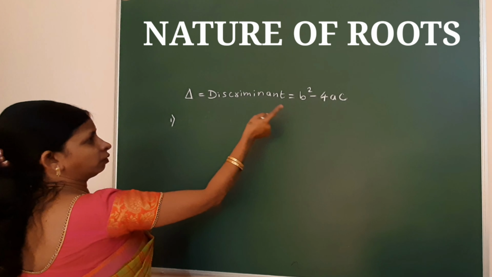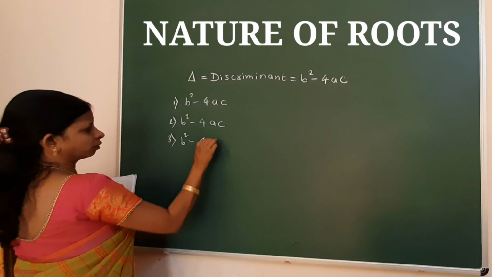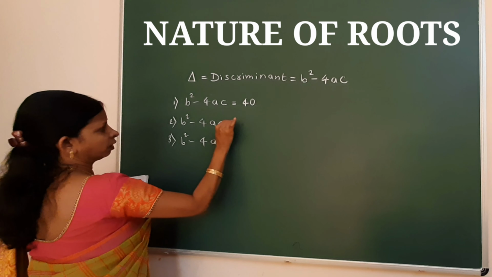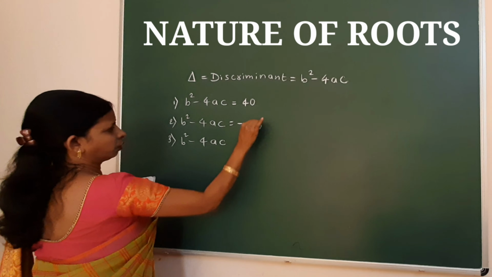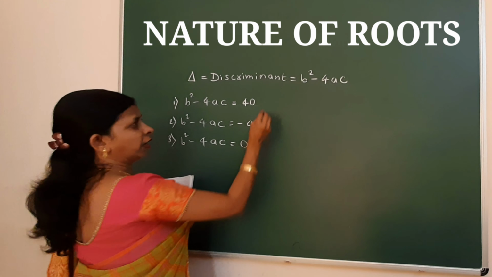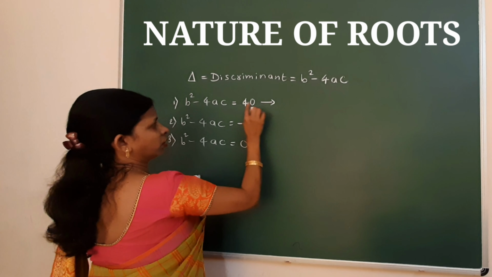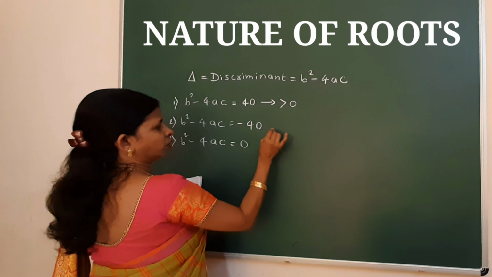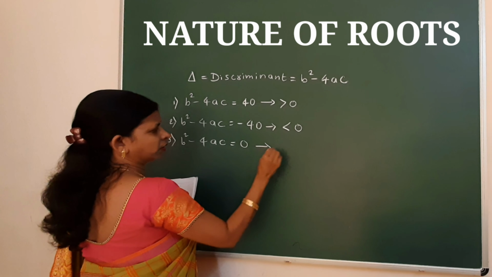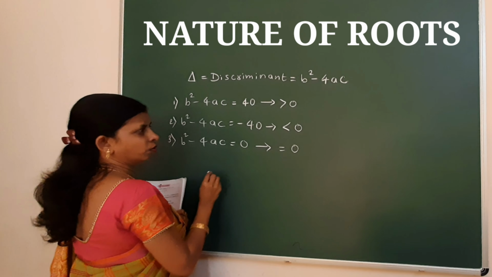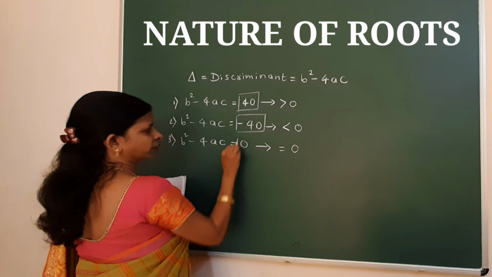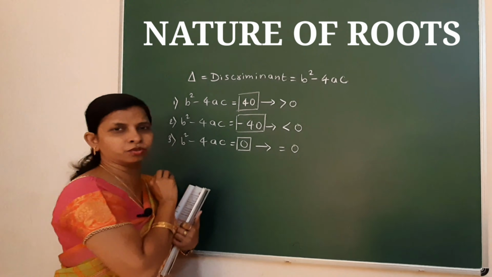Delta is discriminant which is equal to b square minus 4ac. Okay, I'll take three values. This is equal to 40, this is equal to minus 40 and this is equal to 0. If these are the values, now this is greater than 0, this is less than 0 and this is equal to 0. Check with these values. I am talking about these values.